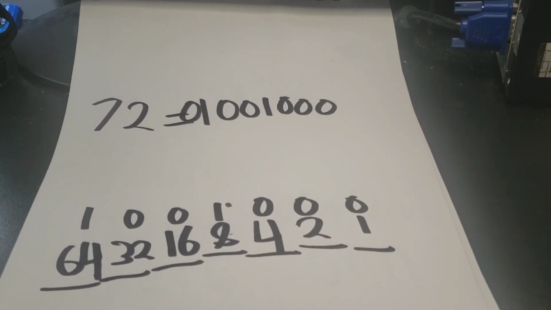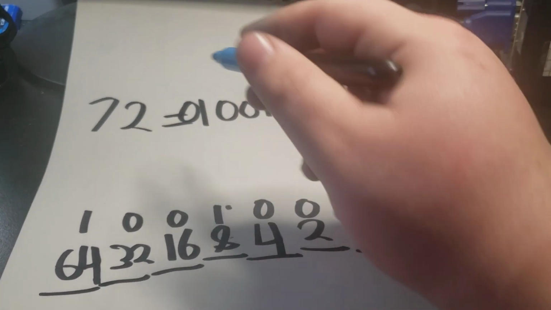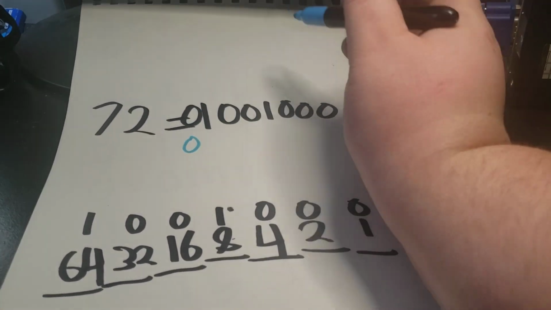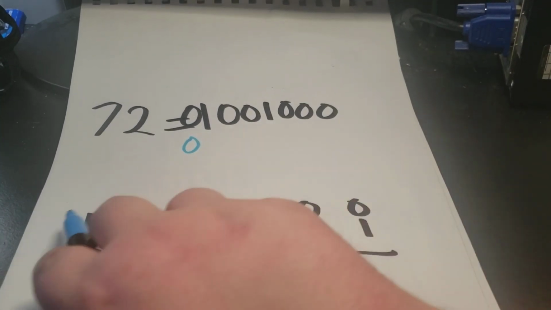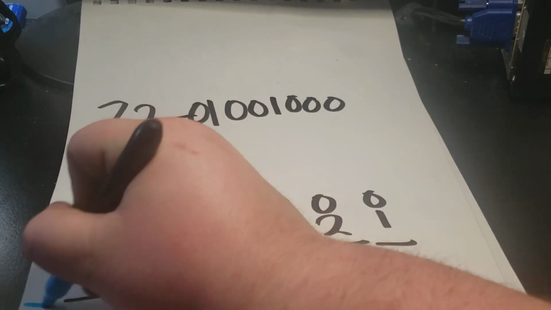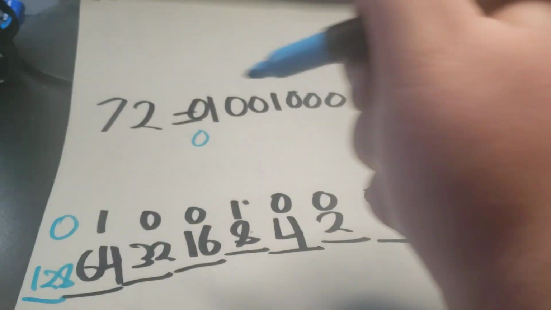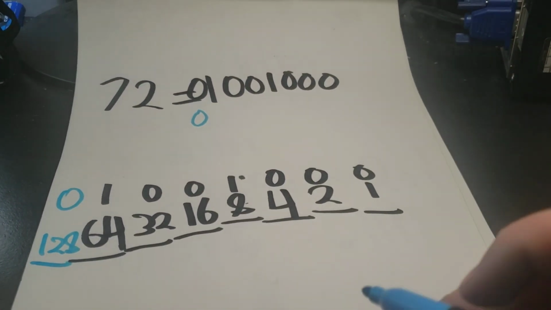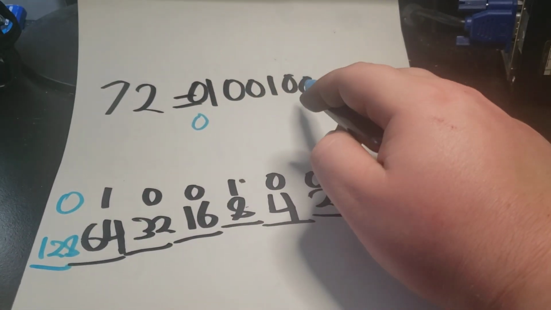So that's how we got this. I put an extra 0 there because if you have one over here, you can have a 0 and have another one for 128 there. So I put an extra 0 there in case you want to do it for hexadecimal.